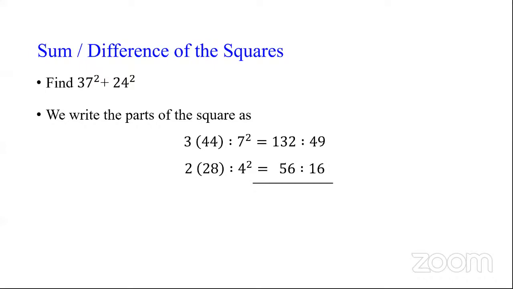I hope you are able to observe. 2 into 28. 28 is 24 plus 4. Deviation is to be added. Then 4 square is 16. Now, same procedure. Vertical addition. 65 and 188. Shift the digit. 6 shifted to 188 gives me 194 and 5 as the answer. 1945 is the answer for 37 square plus 24 square.